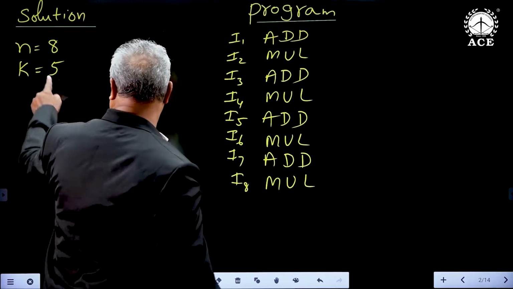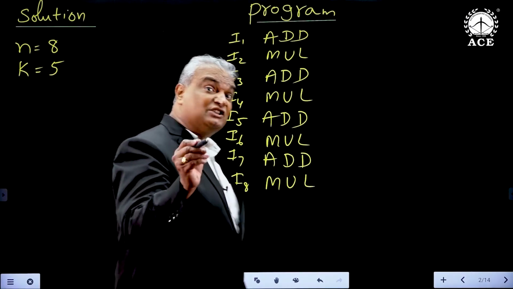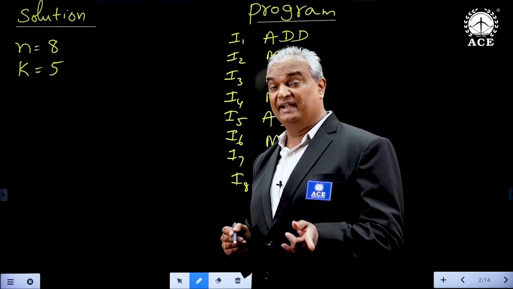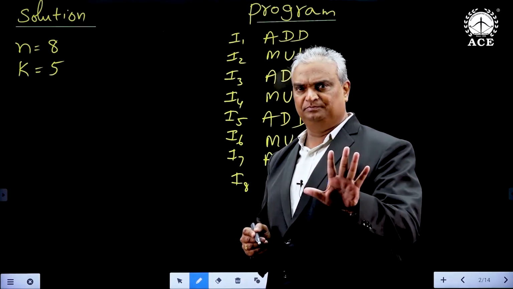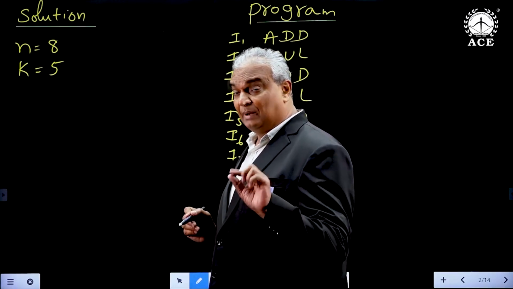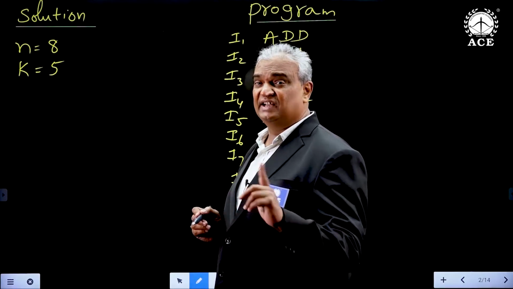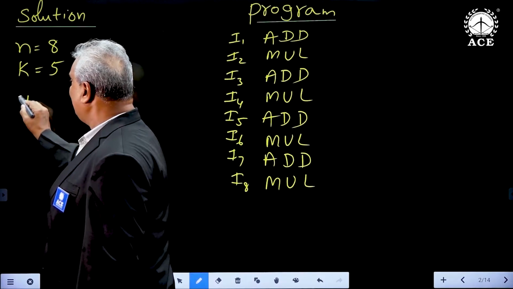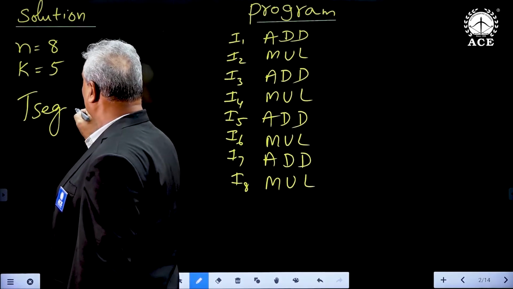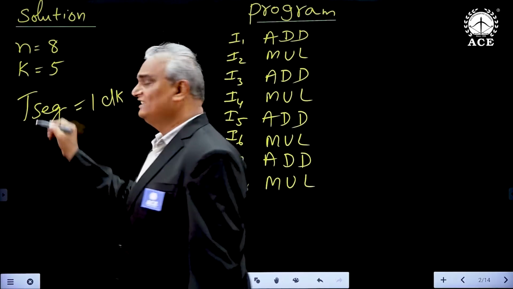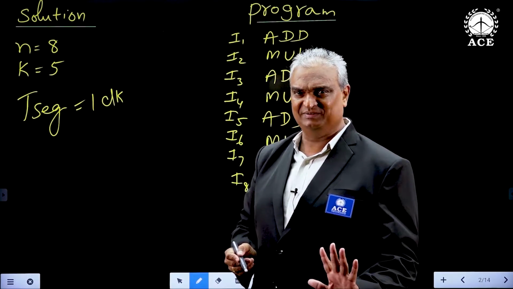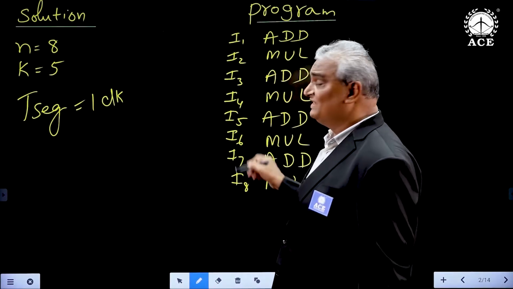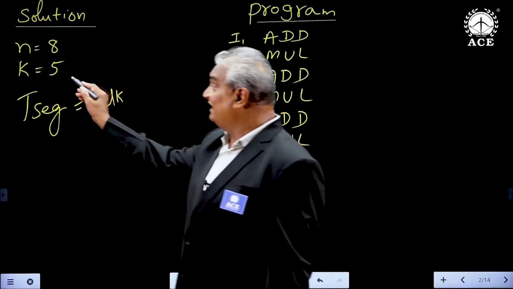How many stages does it have? 5. Except the EX stage, all remaining stages take only 1 clock cycle for completing their respective operation. What about the amount of time needed in each and every segment except the EX stage? 1 clock. That's why. What about T segment? T segment means 1 segment delay, 1 clock. Okay now. In this, the total number of instructions is 8. K is equal to 5.